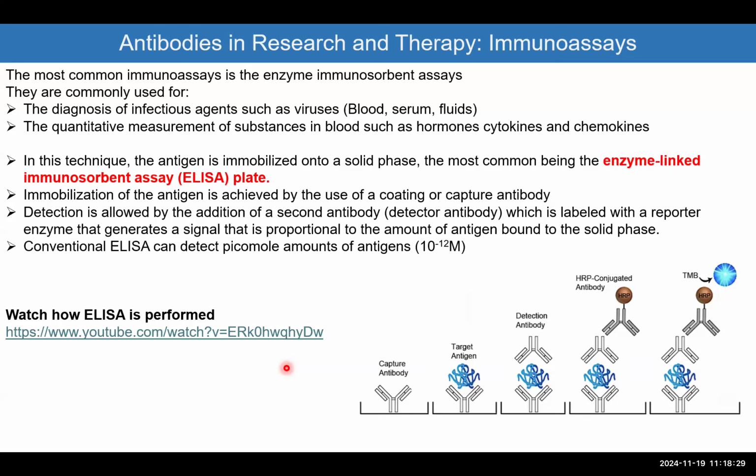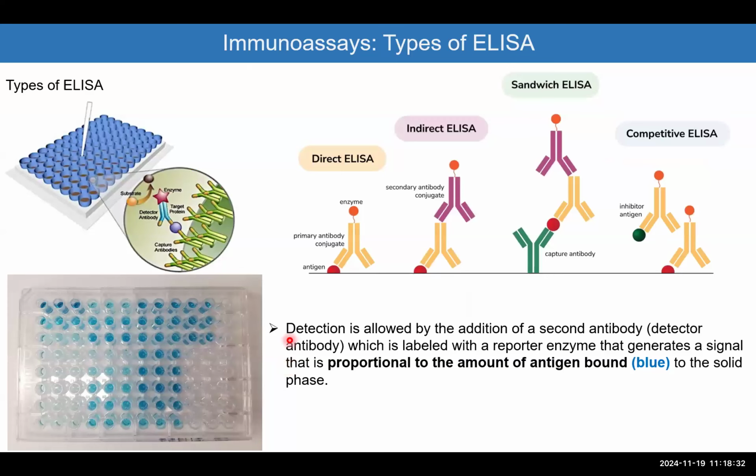Of course, there is more than one type of ELISA. So this is an image of an ELISA plate. There are multiple types of ELISA. Probably your first antibody is already conjugated toward the antigen. It could be that the primary antibody detects the antigen and your primary antibody is detected by a secondary antibody. This is called indirect ELISA.